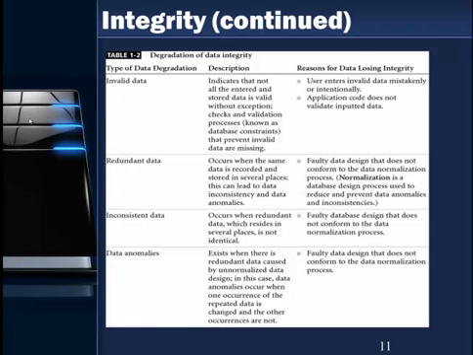When we talk about integrity, we also frequently talk about the degradation of data integrity. And there are some basic concepts that we want to make sure you're familiar with as it relates to data degradation. One of them being invalid data, and I put them into a table here for you. It basically indicates that not all the entered and stored data is valid without exception. Redundant data occurs when the same data is recorded or stored in several places.